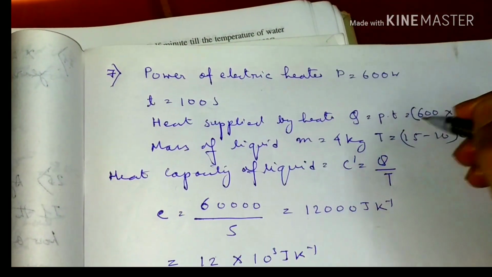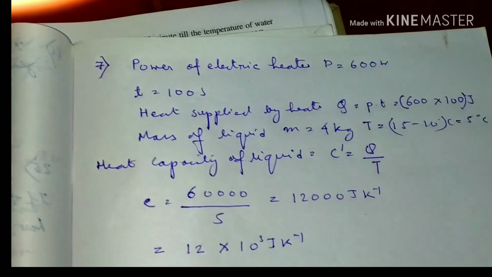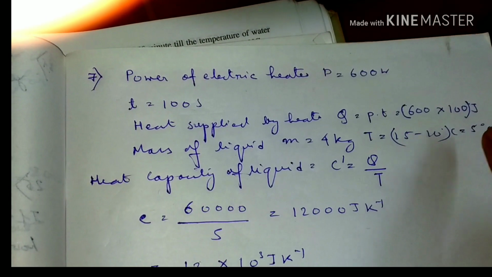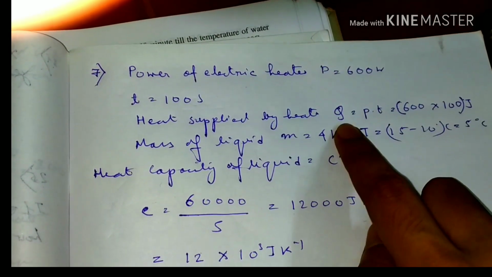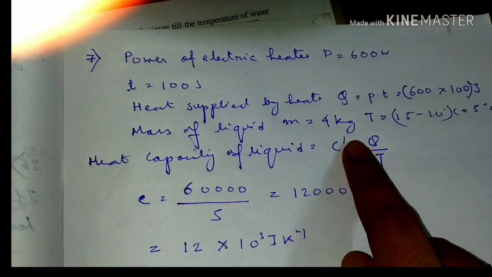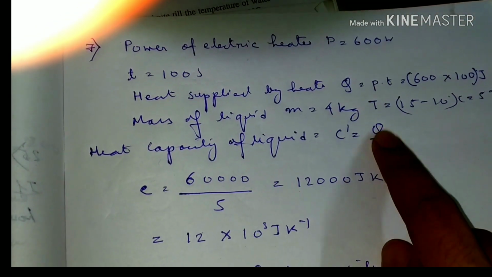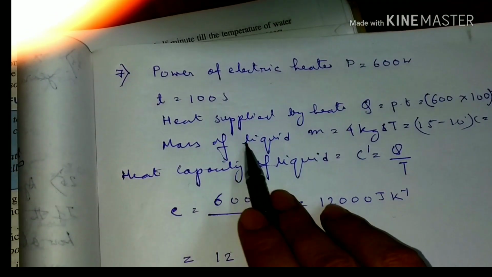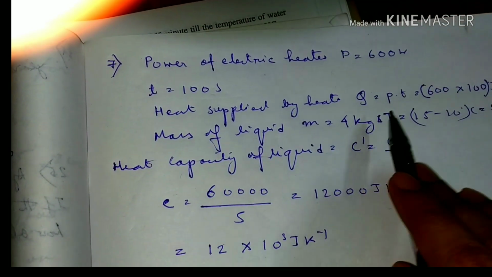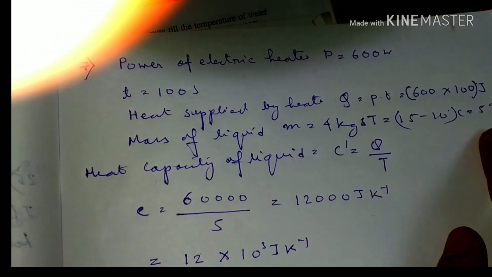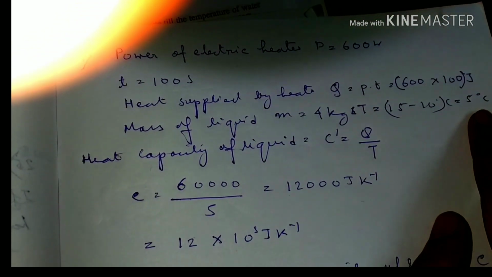According to it, the answer is 600 into 100. Let me correct this thing, I need to put the bracket. Yep, (600 into 100) joule. I used joule because it's the unit of Q, that is heat. Mass of the liquid M is equal to 4 kg. ΔT, that means the difference in the temperature, is 15 degrees Celsius minus 10 degrees Celsius. The result is 5 degrees Celsius.